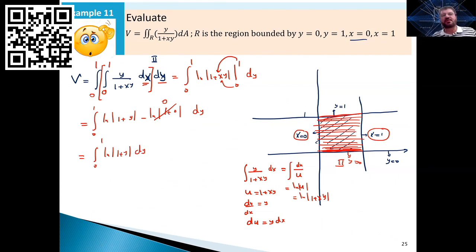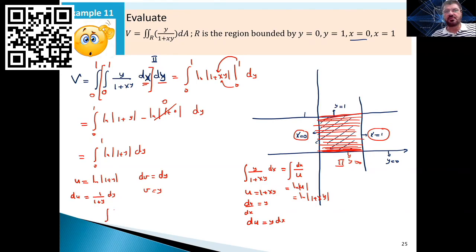Now, how do you integrate this one? This is the headache now. This is integration by parts, right? So the final answer is integration by parts. How do you integrate this one by parts? Usually you let u equal always this function, ln 1 plus y, and dv is the leftover, which is dy. So du is equal to the derivative of this one, 1 over 1 plus y dy, and v here is y.